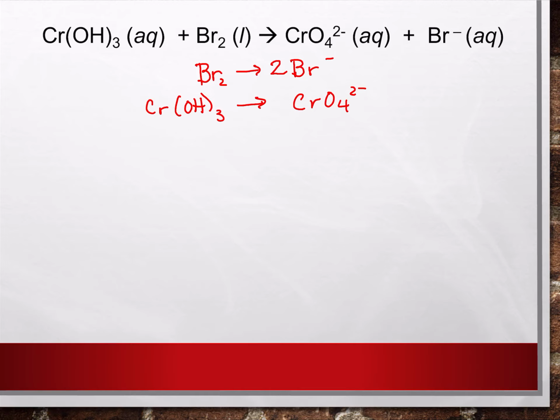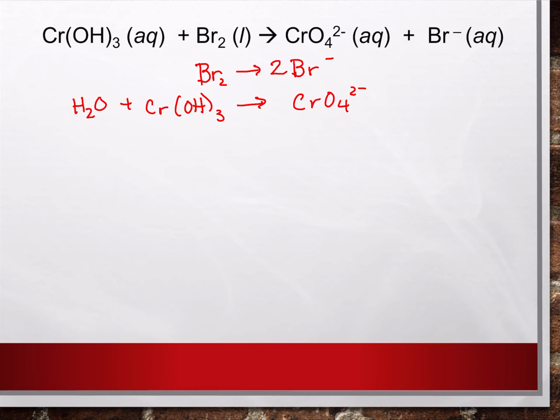Our next step is to balance oxygens by adding water. We don't need to do anything for the first reaction because there's no oxygens. For our second reaction, we have 3 oxygens on the left and 4 oxygens on the right, which means that we will add 1 water to the left so that we have 4 oxygens on each side.